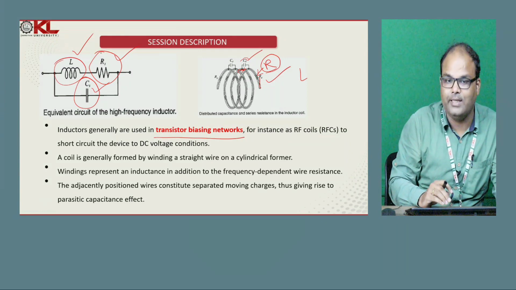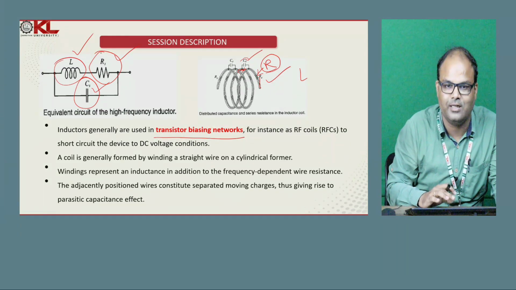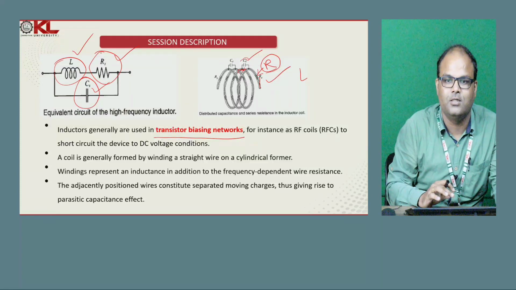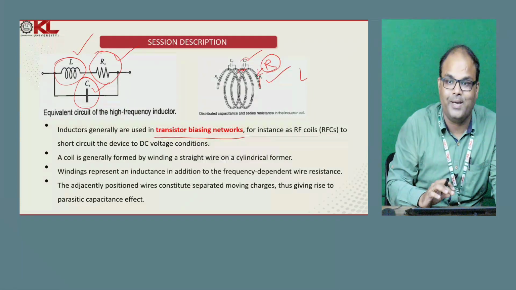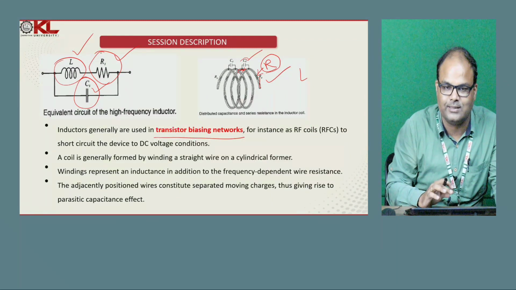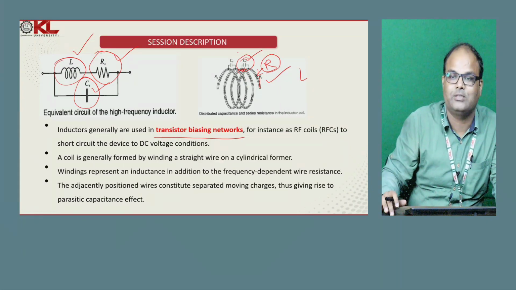A coil is generally formed by winding a straight wire on a cylindrical form. Winding represents an inductance in addition to the frequency dependent wire resistance. The adjacently positioned wires constitute separated moving charges, thus giving rise to a parasitic capacitance effect. Okay, so this is what I am talking about.